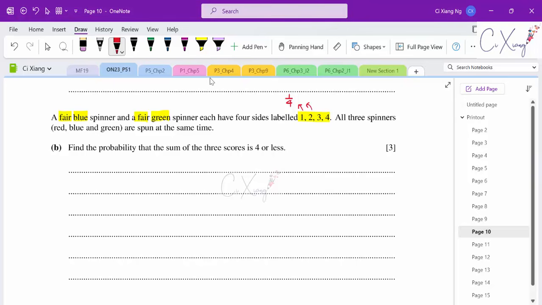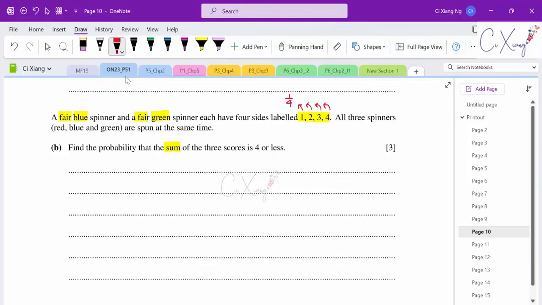Okay, right, so because they are fair, that means all the probabilities should be the same. Now all the 3 spinners, red, blue and green, are spun at the same time. First of all, they want us to find the probability that the sum of the 3 scores is 4 or less. Sum means that when you add all the 3 scores that you get from the spinners together, the value should be 4 or less than 4. Okay, so let us start.